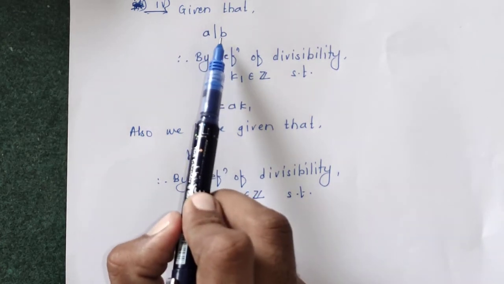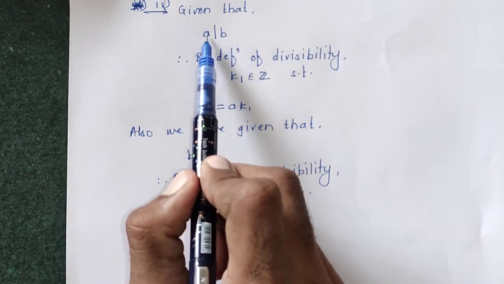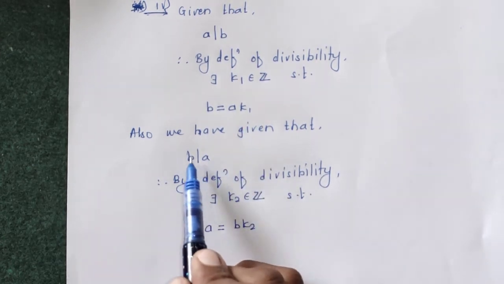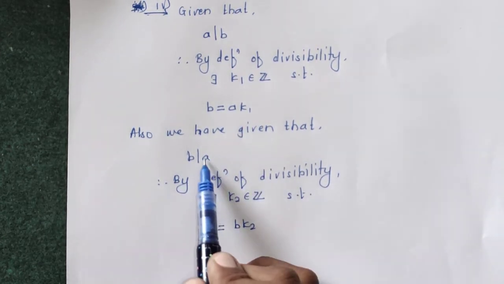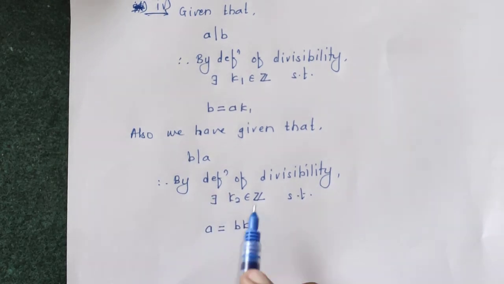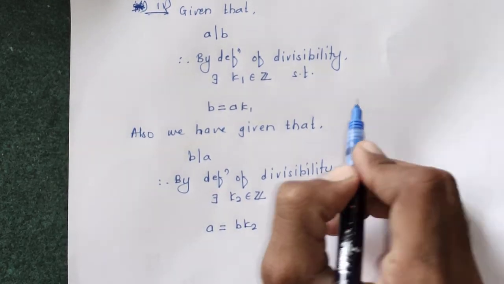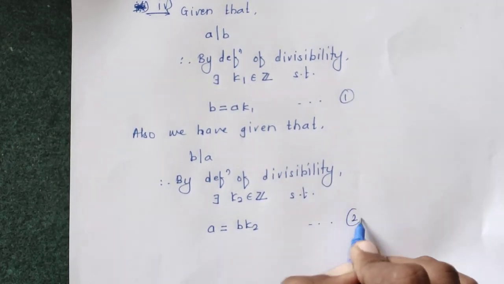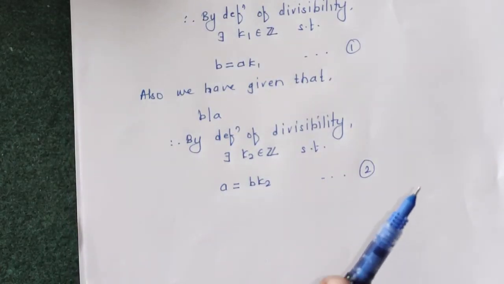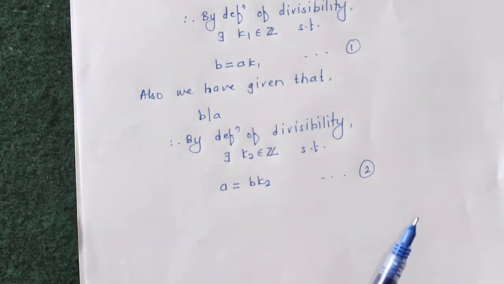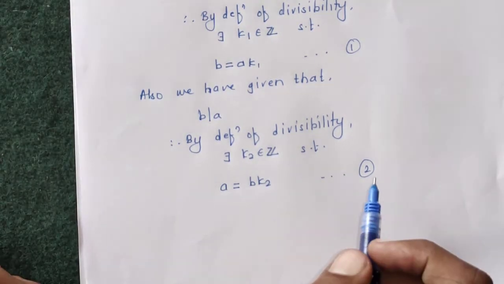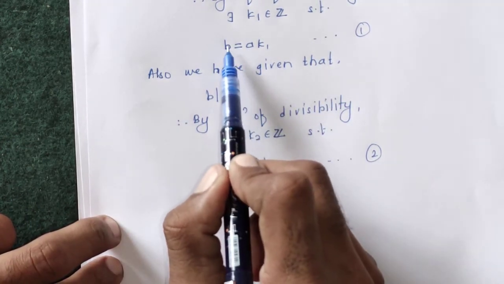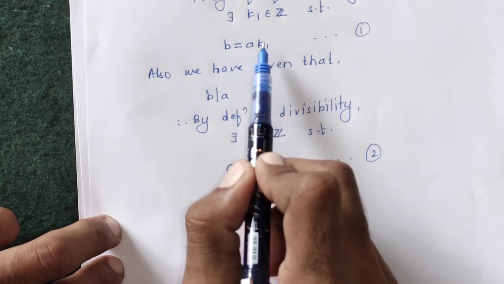Here A divides B, so we write B as a multiple of A, that is B is equal to A into k1, and here B divides A, this means A is a multiple of B, that is A is equal to B into some k2. Name this equation 1 and this equation 2. From equations 1 and 2, we have to prove that A is equal to plus or minus B. From equation 1, we get B is equal to A into k1.